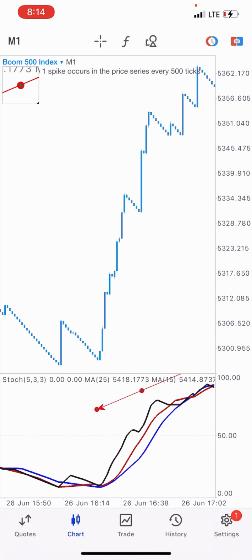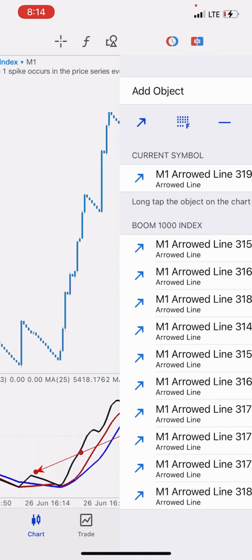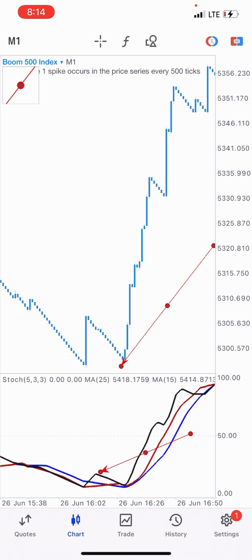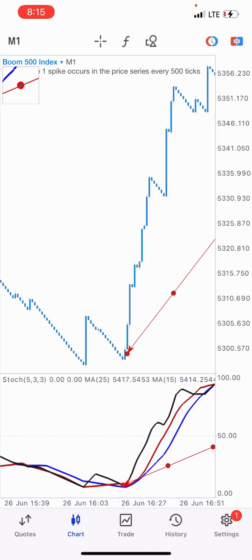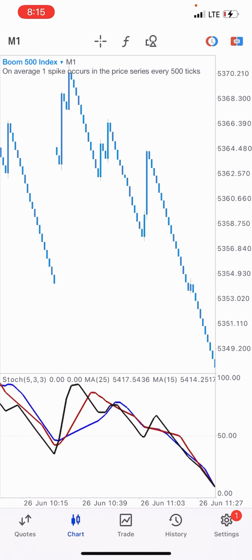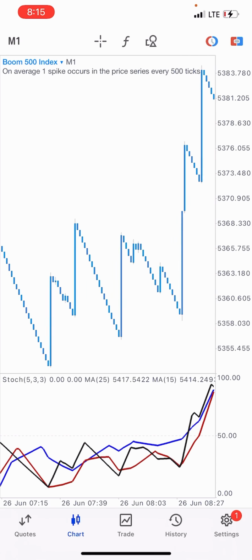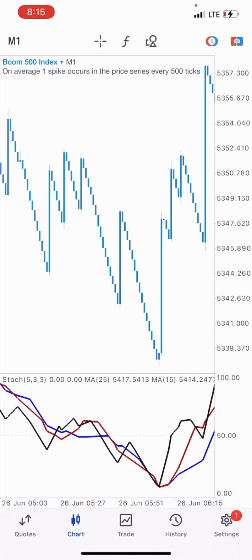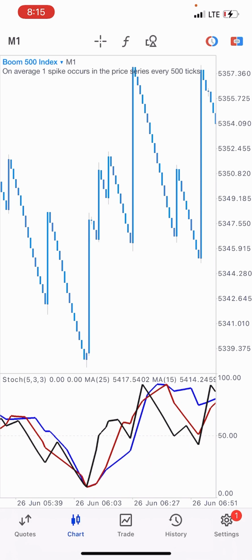You wait for a spike up here. Then you wait for the red and blue line to cross the black line. You take a buy. Yes, that is it. There's no way you won't come out in profit. Wait for the black line to point to the upside. Wait for the red and blue line to cross the black line, pointing the same direction. Then you take a buy.